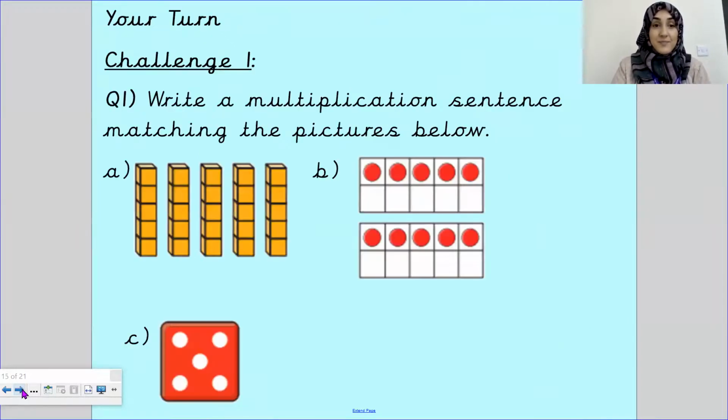Well done. Okay, Morris class, we have now come to your turn, your part of the lesson where you need to do your challenges.